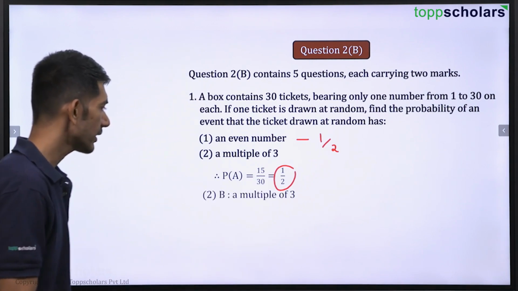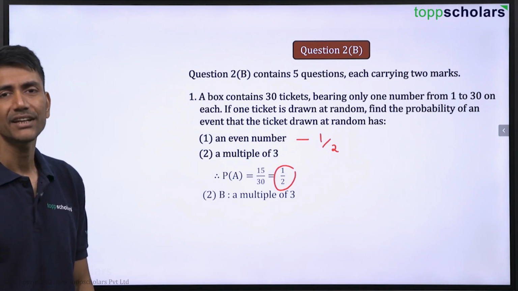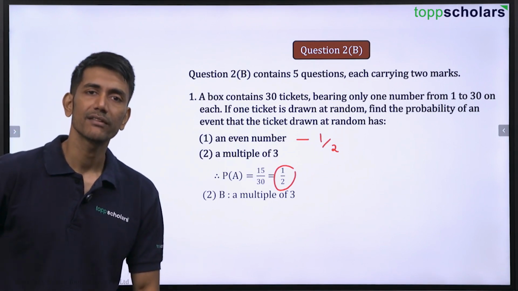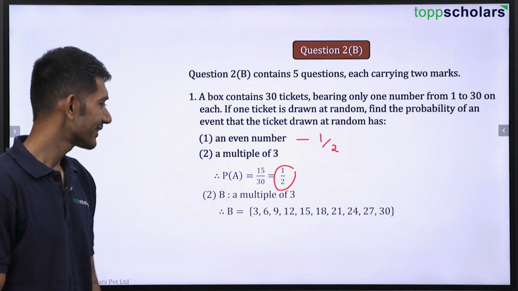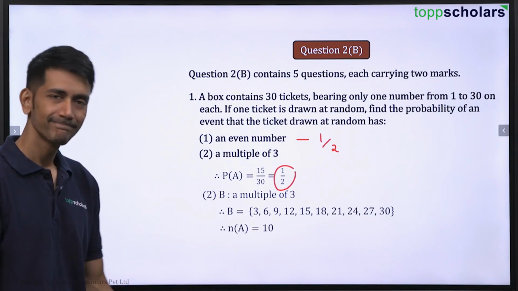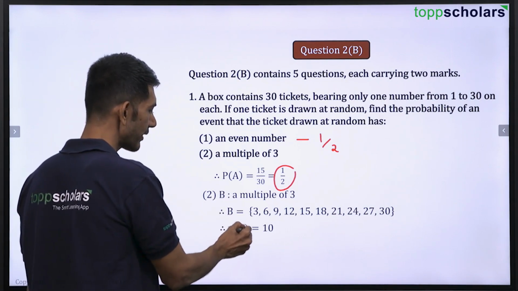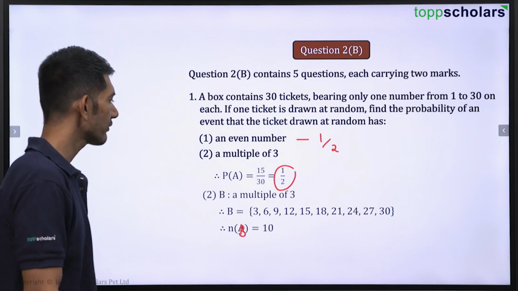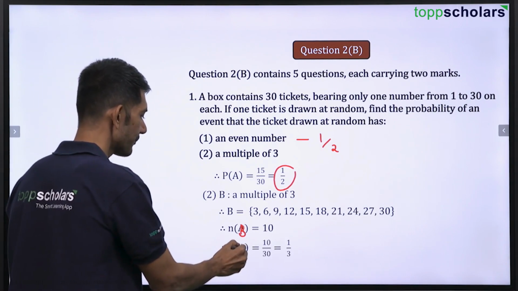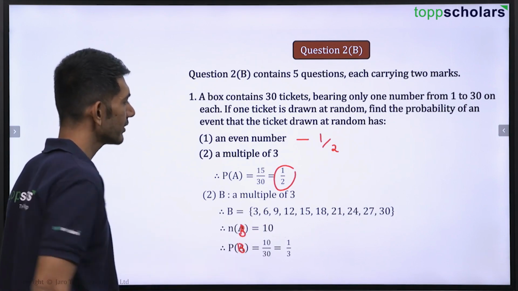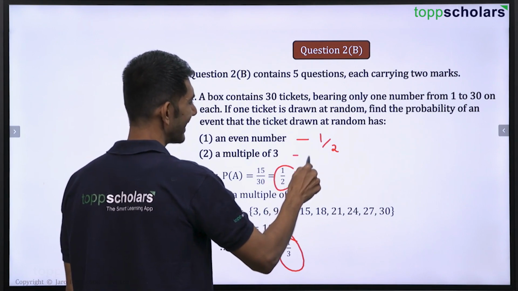Now a multiple of 3. When I say multiple of 3, just recite the table of 3. 3, 6, 9, 12, 15, 18, 21, 24, 27, 30. So this is there. How many? 10 numbers. So what will be the probability? If we have taken this as event B, this will be n of B. What will be probability of event B? Probability of event B will be 10 by 30, that is 1 by 3. So that's it. We got the second answer as well.